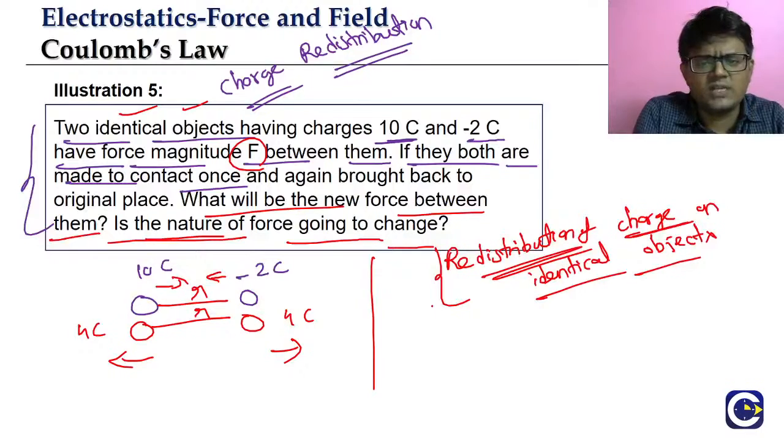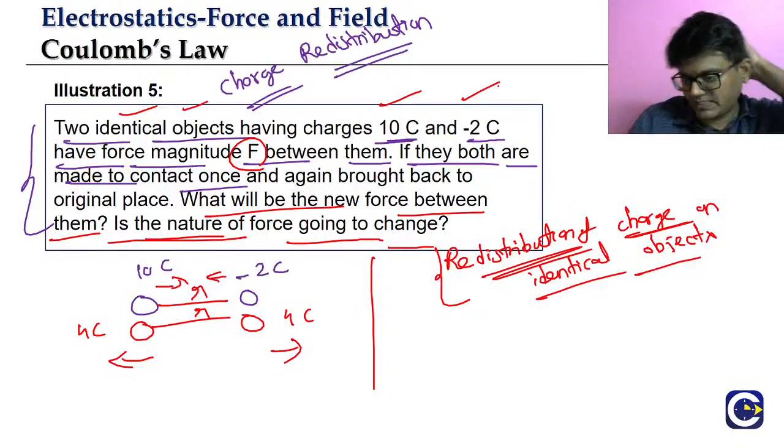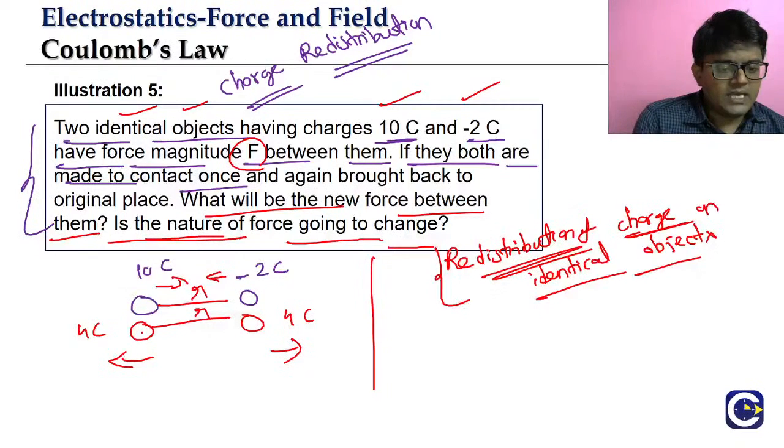This is a very simple concept. Whatever is the available total charge: the first object is having 10 coulomb, the second object is having minus 2 coulomb, so totally 10 minus 2, that is 8. And the total charge we are going to divide equally, because both are identical objects. So on this object 4 coulombs, and the second object also will have 4 coulombs. Now look, we are going to relate the force.